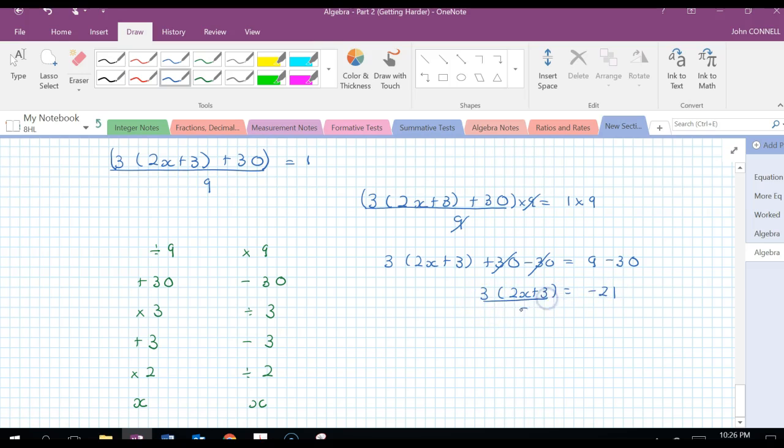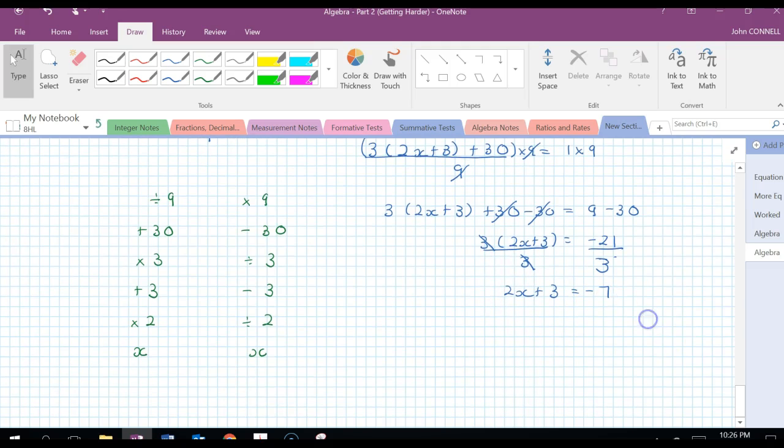And so then we divide both sides by 3. So I'm going to cancel the 3's there, and I'm going to get 2x plus 3 is equal to minus 7. Then I'm going to subtract 3 from both sides. So the 3's cancel there, so 2x is equal to minus 10, and I'm going to divide by 2. So cancel those, so x is equal to minus 5.